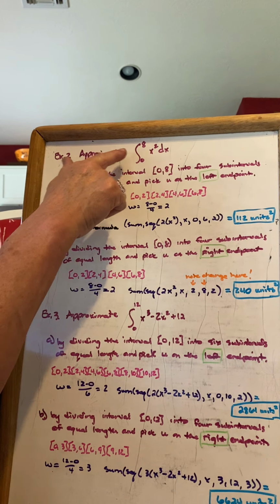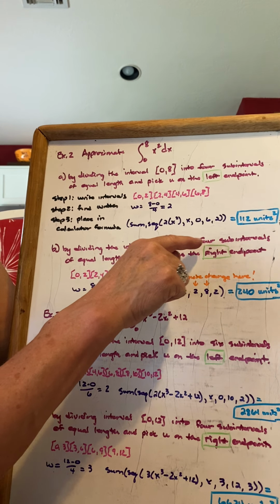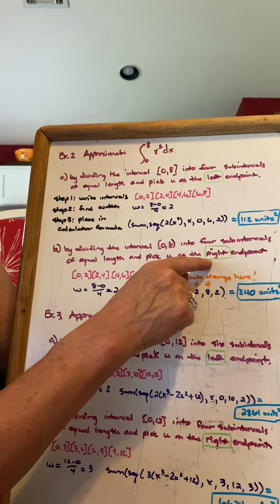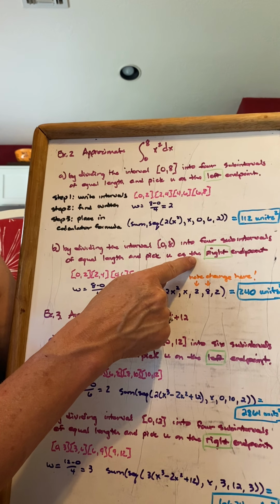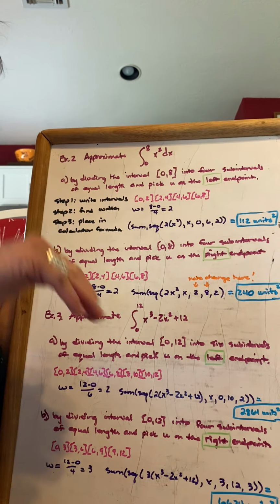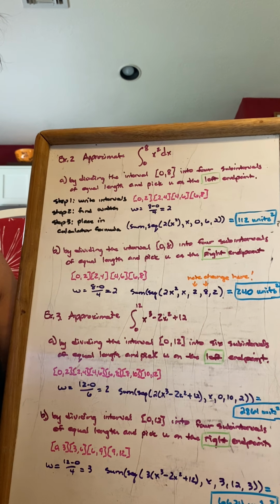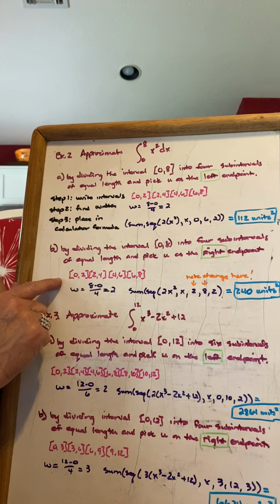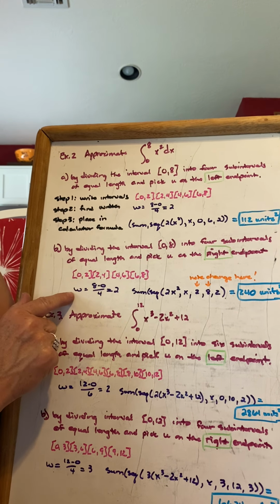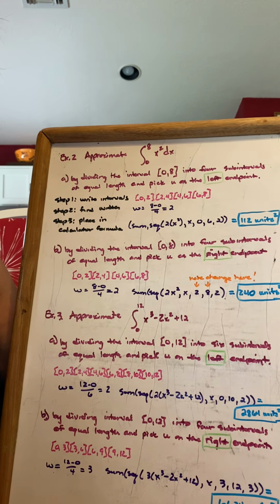All right, we're going to do the same equation, but we're going to do it by dividing the interval from 0 to 8 into 4 subintervals of equal length and pick U from the right endpoint. So the only thing in the directions that changed is I said from the right endpoint. Now, because this is a curve, the right endpoint is higher than the left endpoint. I wrote my intervals, 0 to 2, 2 to 4, 4 to 6, 6 to 8. My W is 8 minus 0 divided by 4, or 2, and then I write it in my formula.